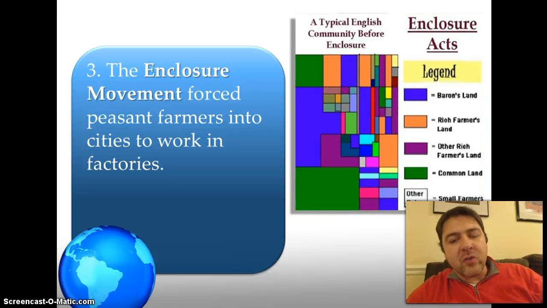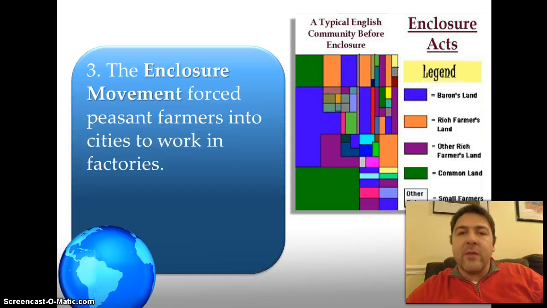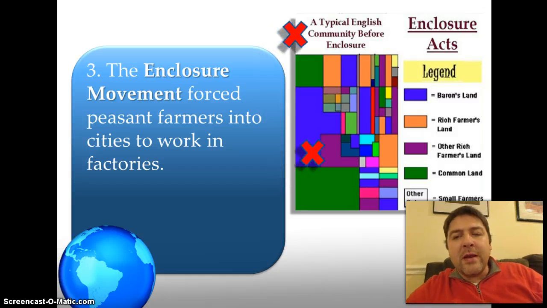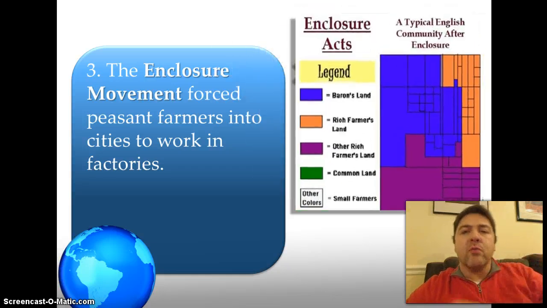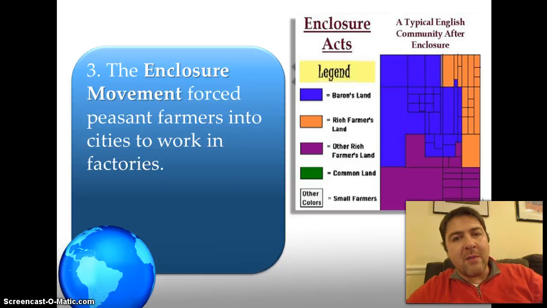Here we see what an English community looked like typically before the Industrial Revolution. Okay, we see the blue areas would be the wealthy landowner in the area, and then the pink and the purple being other large, rich landowners. But you also had all those other colors representing small farmers. And these two big green areas represented the common areas that all of those other groups, all those other farmers shared. This is again where their animals grazed and ate the grass and where they planted their crops. The enclosure movement, though, is going to get rid of those common areas.